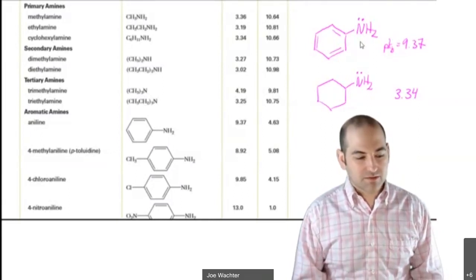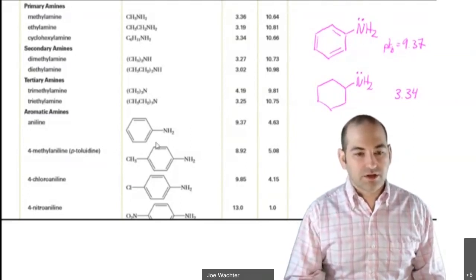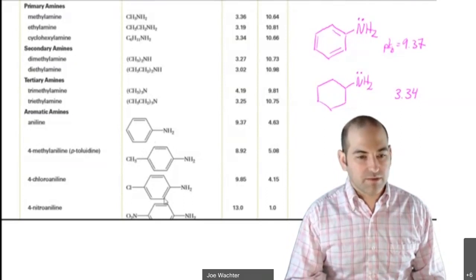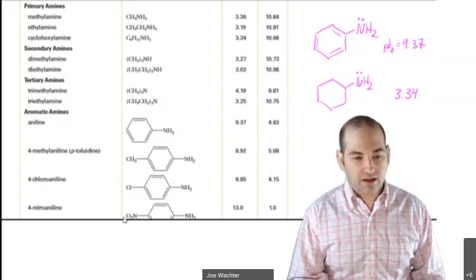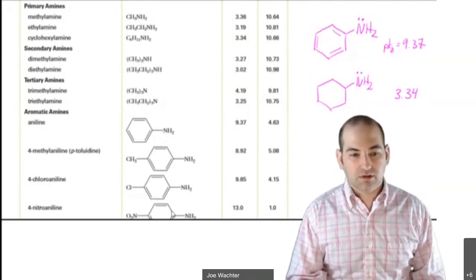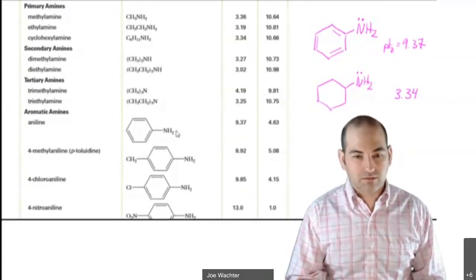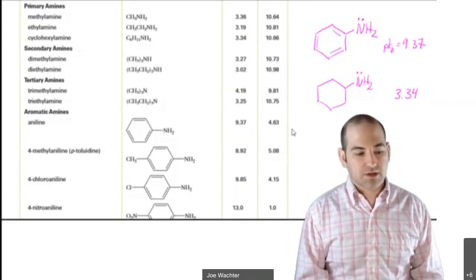Yep, the double bonds. Why? So here's another hint. If you look at the table here, at the bottom of the table, it's kind of cut off, but nitroaniline is much less basic even than aniline. So much less basic than aniline, and then cyclohexylamine, much more basic. What's happening there?